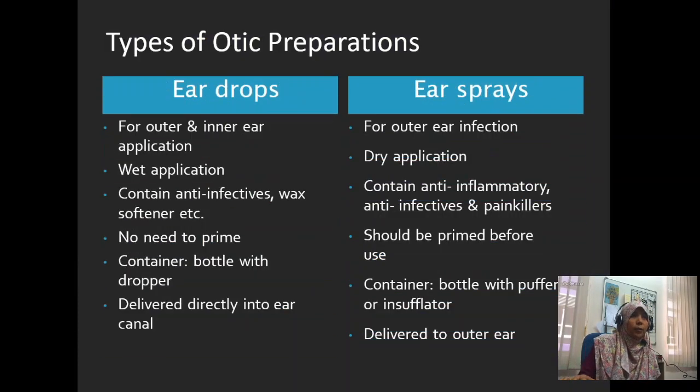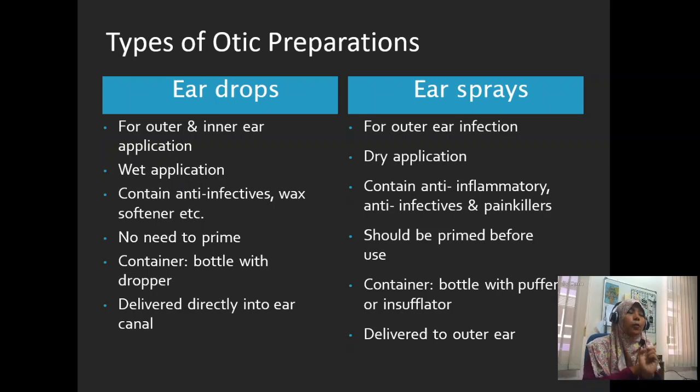There are two types of otic preparation. The first one is ear drops and the second one is ear sprays. So what are the differences between these two types? Ear drops are usually used for outer and inner ear application. However, the spray is only for the outer part. Ear drops are a wet application, ear sprays are a dry application. Ear drops contain anti-infective, wax softener, and so on.